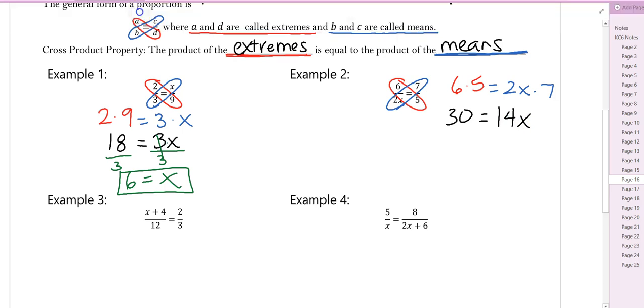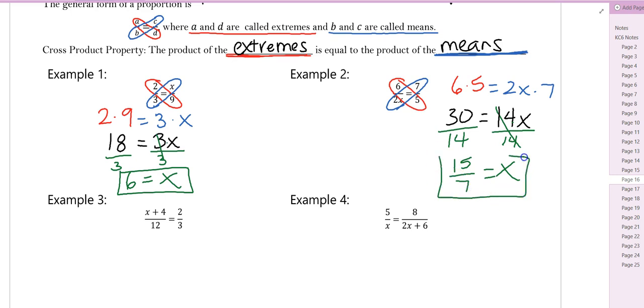And then to solve for x, we have to do the opposite, right? This is getting multiplied, so the opposite would be to divide by 14 because the goal, obviously, is to get that x by itself. So x is going to equal 30 divided by 14, which does simplify to 15 over 7. So if you don't know how to divide some of these or simplify, please use your calculator. All right, looking at example number 3.